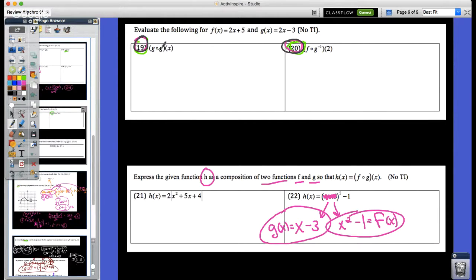So g composite g means that we're going to put two g's here. So 2x minus 3, and then we'll put a second one, which is also 2x minus 3. What this means is that a g is going to be plugged in for the other g, meaning the 2x minus 3. Yes, that's exactly right. I just plug g in for g. So we're going to plug it in, plug it in, plug it in.